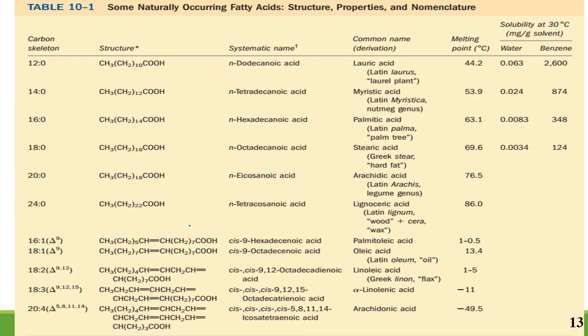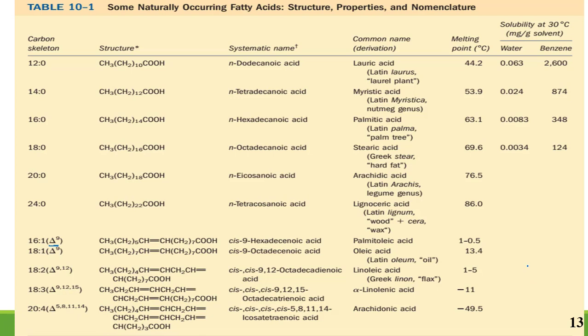Here in this table, which I took from the Lehninger book, you can see the different naturally occurring fatty acids, their structure, properties, and nomenclature. We have two different systems for nomenclature of fatty acids: the delta system, which you can see here, and also the omega system.